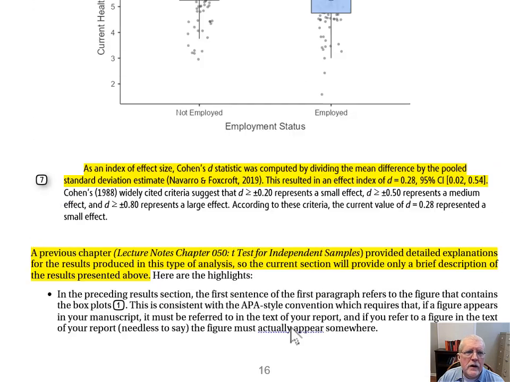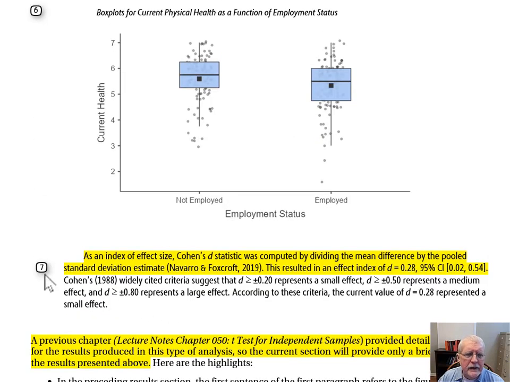What is he talking about? In the write-up, here it is, call out number 7. As an index of effect size, Cohen's d statistic was computed by dividing the mean difference by the pooled standard deviation estimate. I found this in the standard text on Jamovi, Navarro and Foxcroft's text. This resulted in an effect index of d equal to 0.28. The confidence interval went from 0.02 to 0.54.